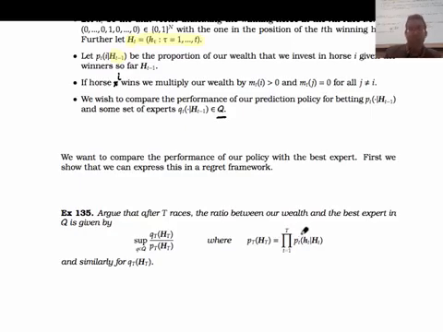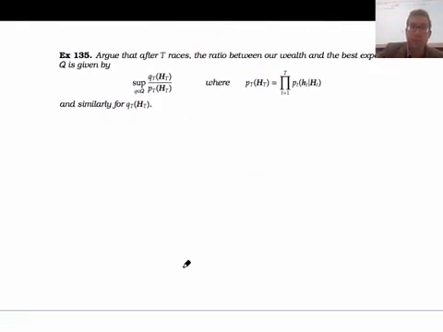to T. So the ratio of these two things, we're saying, is going to give the ratio of our wealth compared to the wealth of the best expert. All right, so let's write that down. That gives us the first answer that we have here.